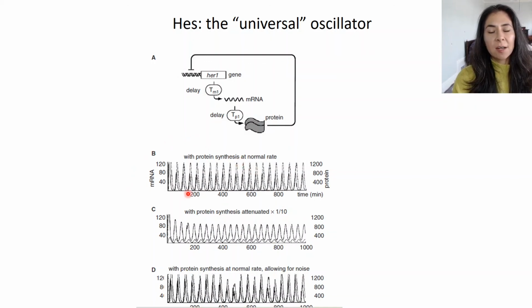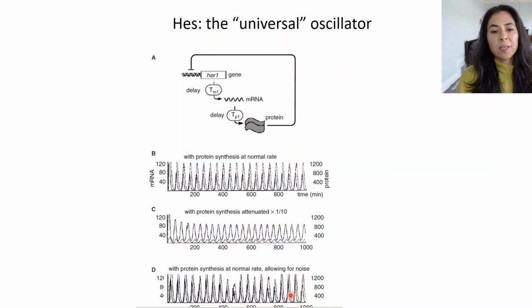This was looking at the oscillation of HES mRNA production. So that's the HES expression pattern, which we know is oscillating with protein synthesis at a normal rate. And then they looked to see what would happen if they attenuated the protein synthesis. So if you attenuate the protein synthesis, you of course get these lower amplitude curves. And then here they have it with protein synthesis at a normal rate. And then they allow for noise in the system.